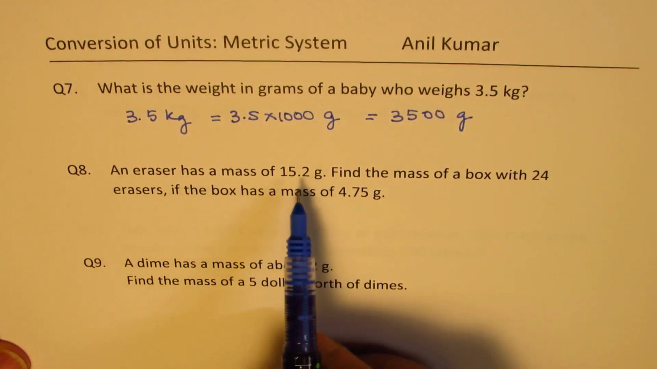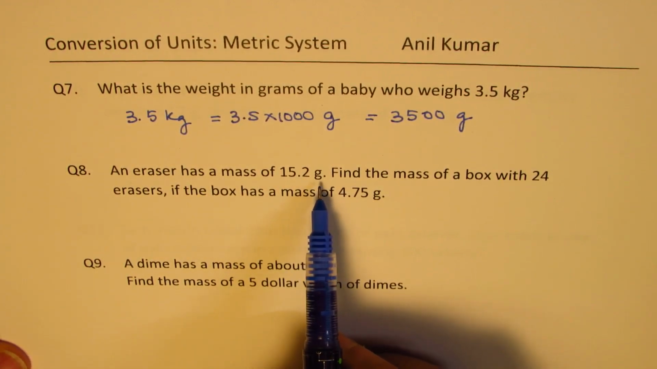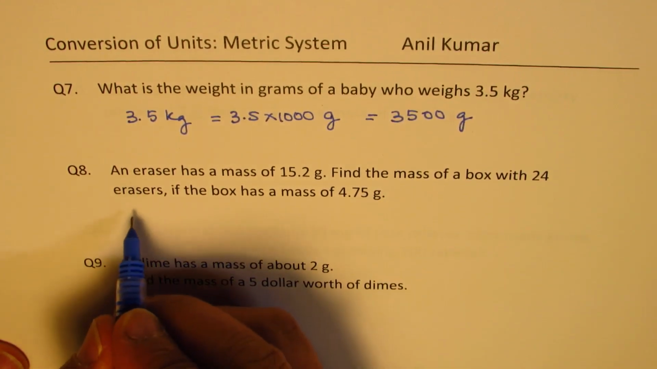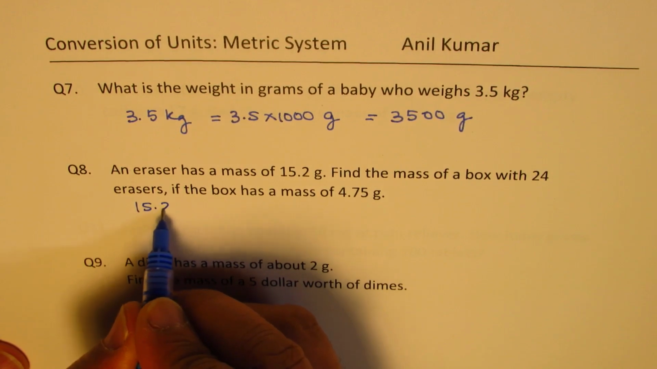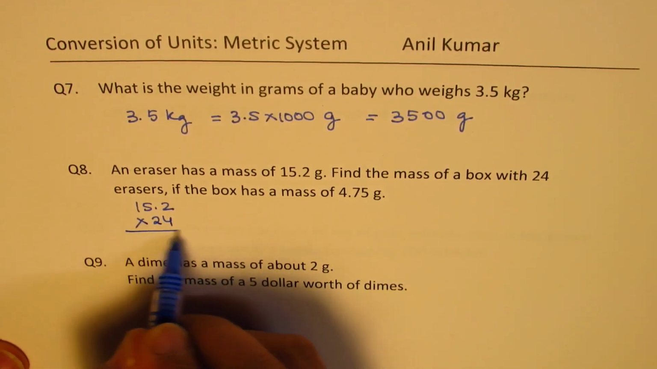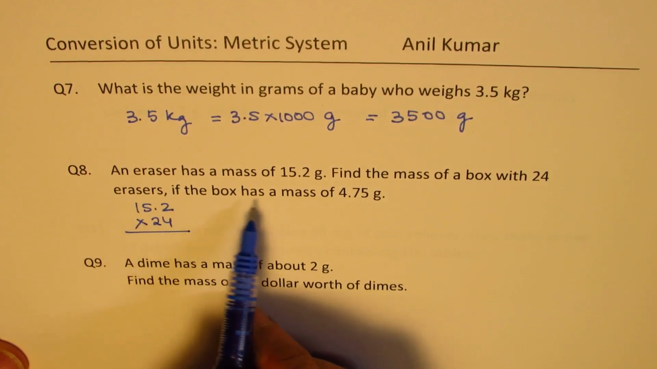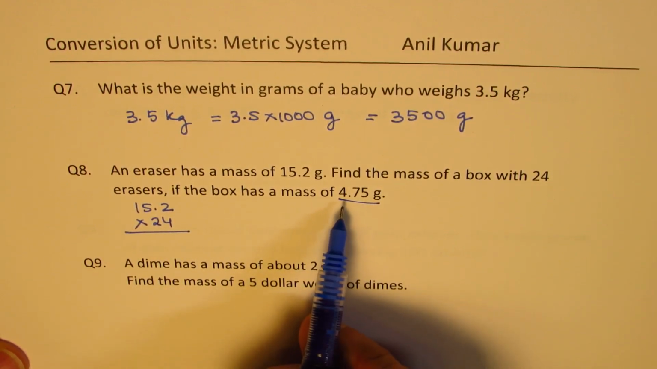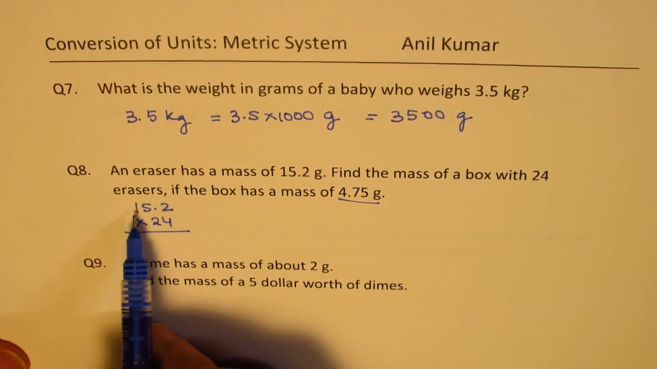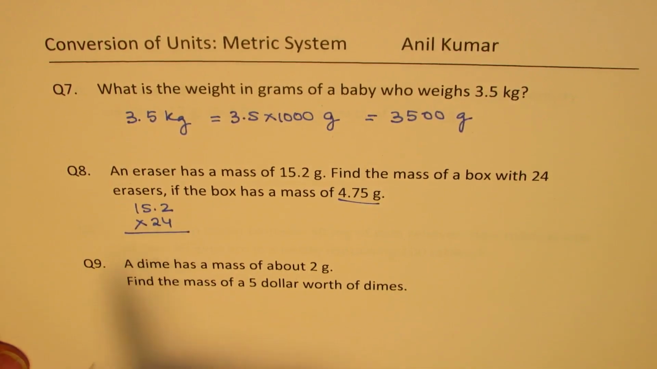Question number 8. An eraser has a mass of 15.2 grams. Find the mass of a box with 24 erasers. That means 15.2 should be multiplied by 24. If the box has a mass of, mass of the box is also given to us. So let us multiply 15.2 by 24 first.